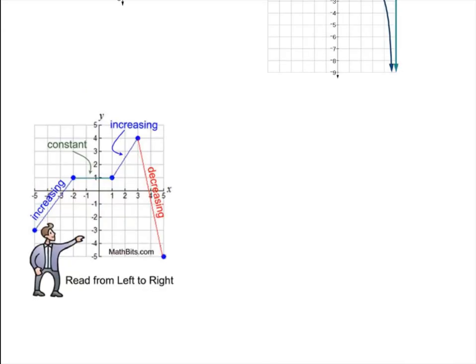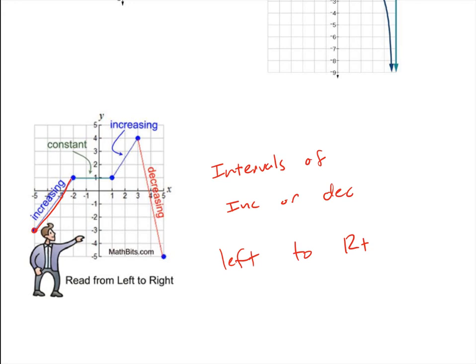Now let's talk about intervals of increase or decrease. The most important thing is whenever you're trying to find intervals of increase or decrease, you always read the graph from left to right. So from left to right here, this is increasing, it's going up. Because if you go right to left, it would be decreasing. So always read the graph going from left to right. From left to right here, this would also be considered increasing. Now from left to right over here, this would be considered decreasing because it's going down. So just remember, for intervals of increase or decrease, we always read the graph from left to right.